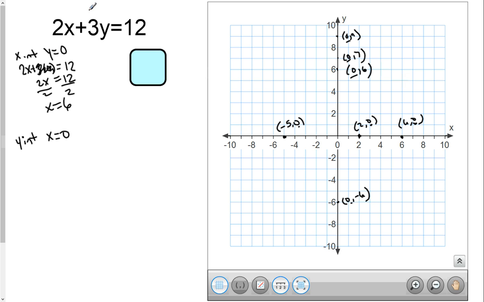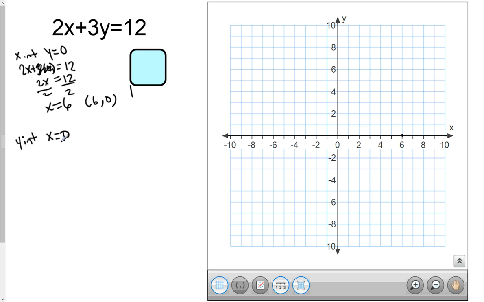So what am I saying? The point where this graph, and remember this is a graph of a line, crosses the x-axis is point 6, 0. So if I was to go back over here and graph that point, 6, 0 is right here, right? What does that tell me? I now know one point that is on the line. So I graph 6, 0. That's one point that I know on the line.